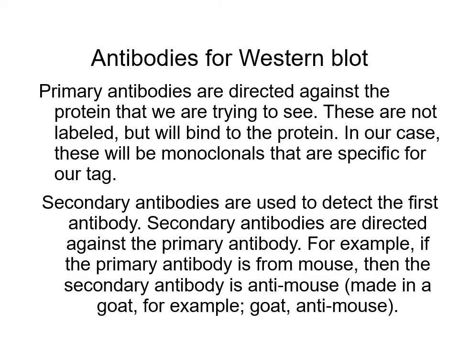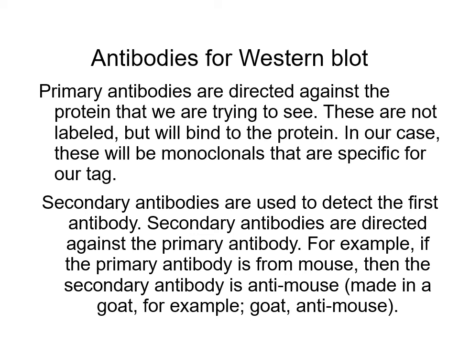Okay, so once we have our proteins transferred to the membrane, it's essentially an imprint of what the gel looked like originally, where everybody's still in the same place as if it were bands. So now we have to probe it using antibodies. Okay, so the primary antibodies are directed against the protein we were trying to see, but it's actually directed against the tag that's part of the protein that we're trying to see. These aren't labeled, but they will bind, and these will be monoclonal.